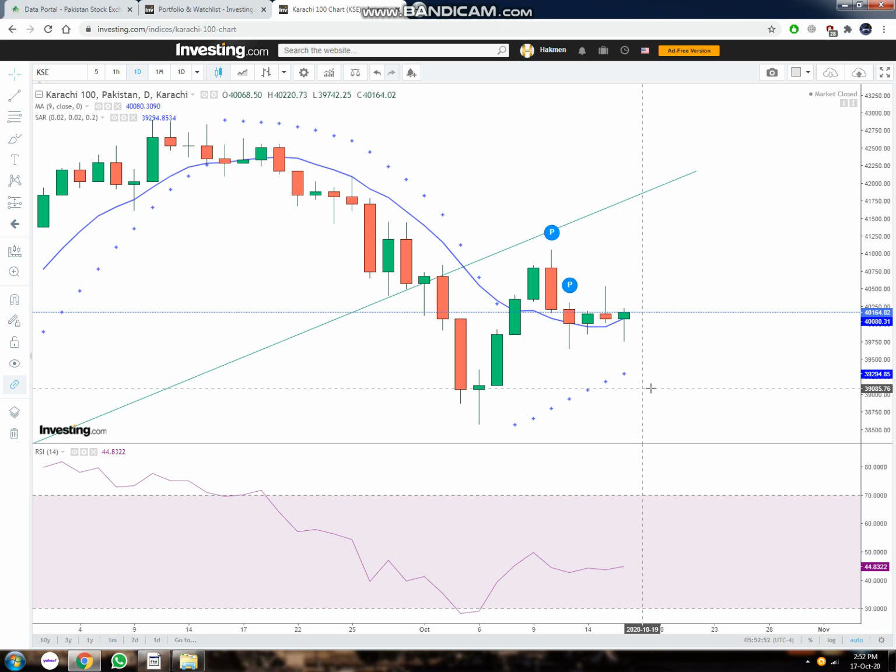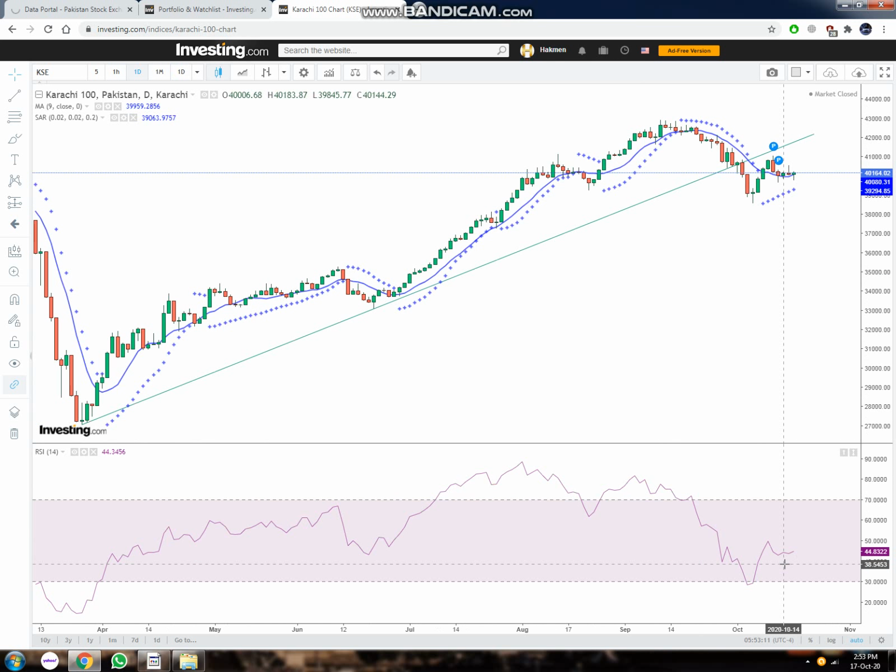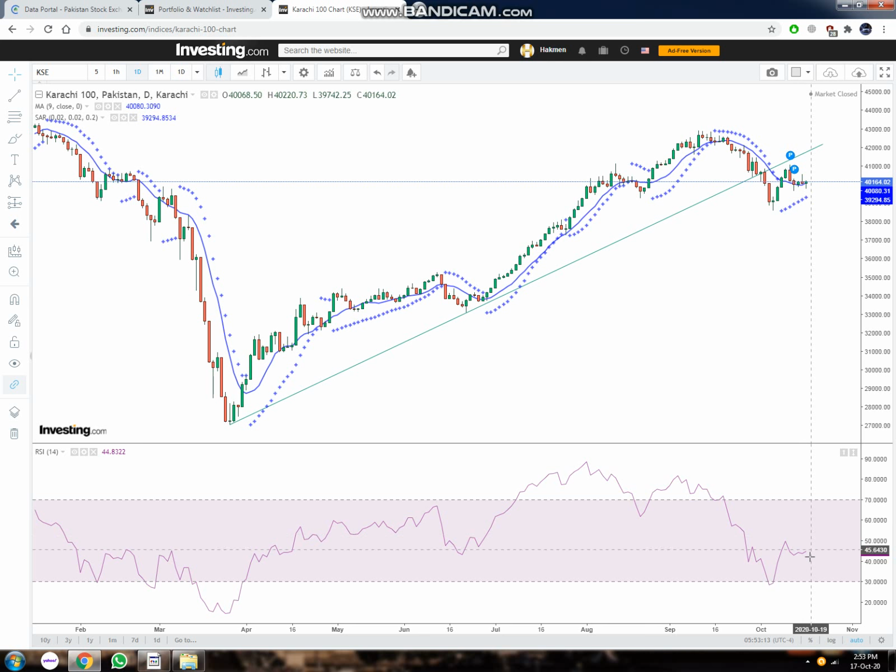One case to be considered is that the parabolic SAR and the candlestick remained touched for a few trading days, and then separate from each other and continue its trend. If we take a look at the RSI at its history, if we take a look at it right here, it closed at the 44 or 45 level.